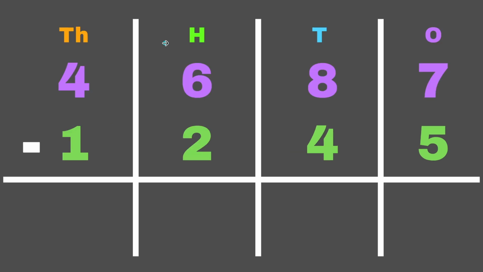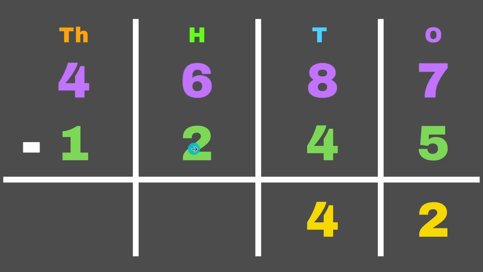To solve this easily, we'll arrange it vertically. While arranging, we make sure that each digit is placed under the correct column. We subtract from right to left. So in the ones place we have 7 minus 5 equals 2. In the tens place we have 8 tens minus 4 tens, which is 4.